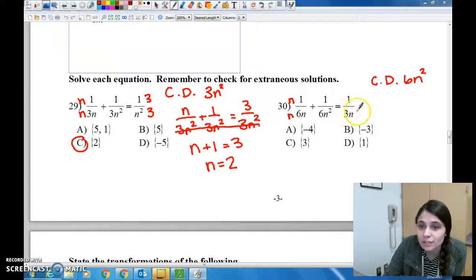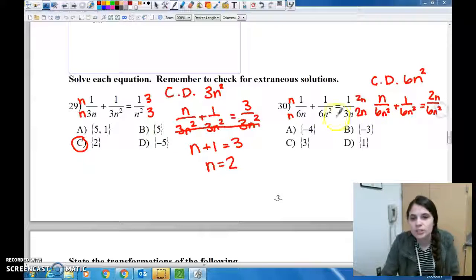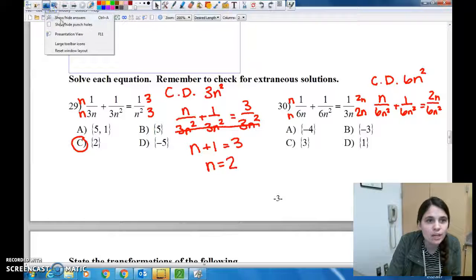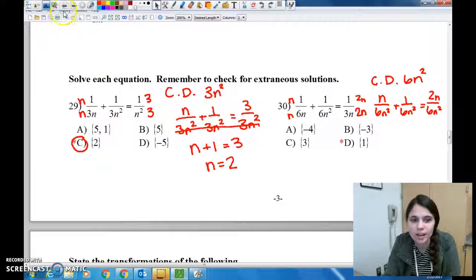To get this 3 to a 6, I need to multiply it by 2, and then it only has one n, so it needs another n. So then I'm left with n over 6n squared plus 1 over 6n squared equals, oh, I got to multiply by 2n over 2n, which is 2n over 6n squared. And at this point, you can just cancel out the bottoms and just worry about the top. And I'm going to let you finish it, but I'll show you the answer you should get is D. So try that problem and try and get answer D.